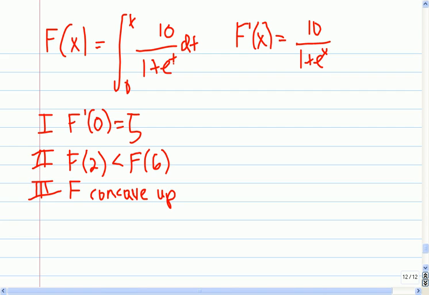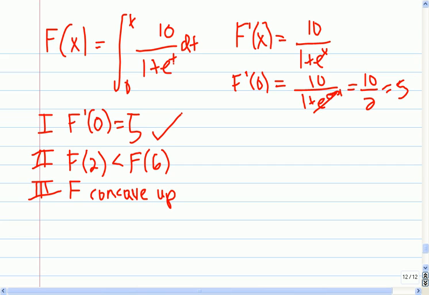Okay, so if we want to know f prime of 0, that's going to be 10 over 1 plus e to the 0. That's worth 1. So that's 10 over 2, which is 5. So yeah, that's true. Okay.